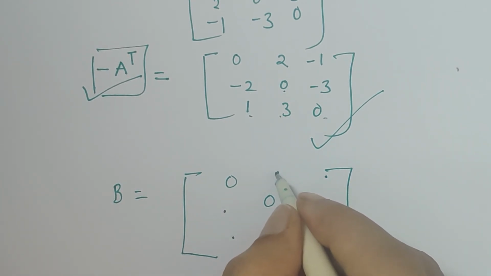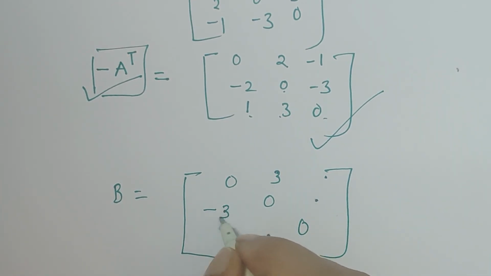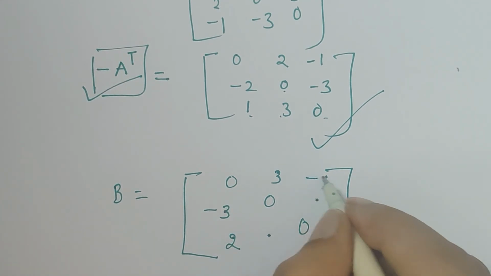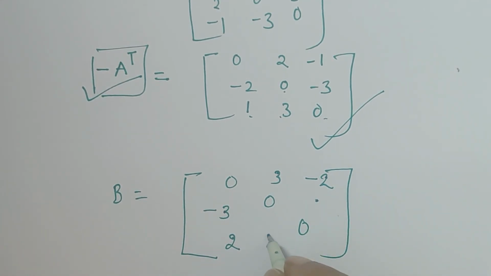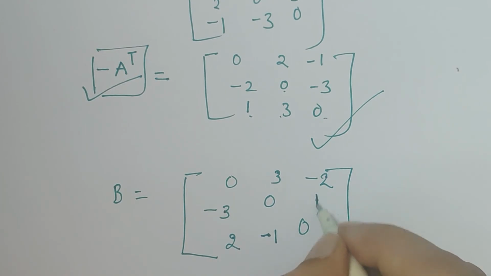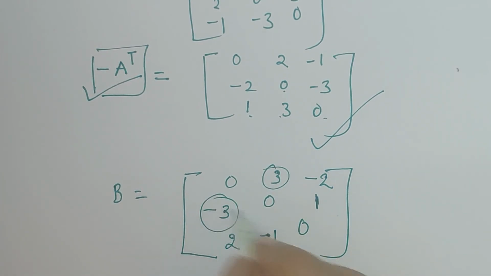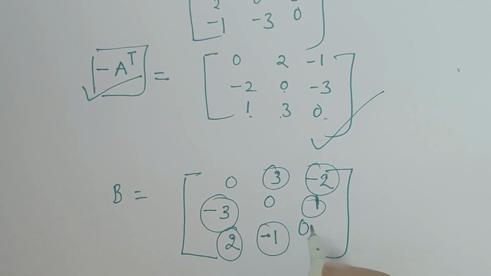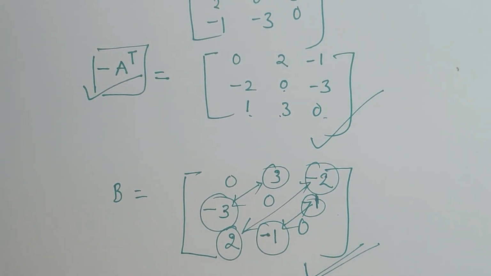For example, if I write 3, here it should be -3. If it is 2, here it should be -2, and if it is -1, this should be 1. These values should be of opposite sign but the same in value. The numerical value has to be the same with opposite sign. So this is the relation we have to keep in mind, and then the required matrix is obtained.